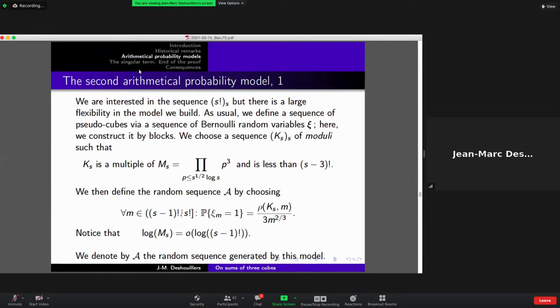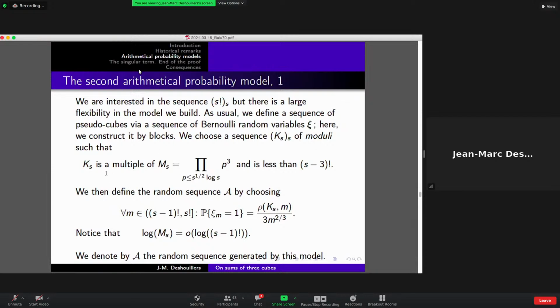A first point I already mentioned is that if you look at s factorial itself, it is a multiple of this number, but this number is rather small. It is exponential in s, even exponential in s^(1/2), where this is exponential of s log x. S factorial is exponential of s log s. So this is really pretty small.